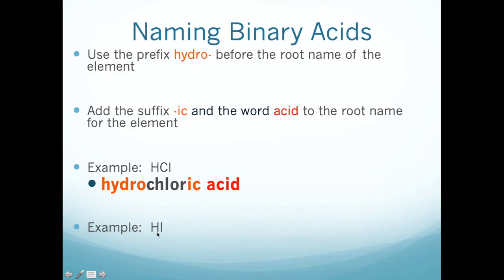Okay, let's try another example. Here we have HI. So look at iodine, that's what I is, and take that first syllable, iod. So it becomes hydroiodic acid. And you can do this with any binary acid. If you had HBr, Br is bromine. What's that first syllable there? Brom. That becomes hydrobromic acid, and so on.